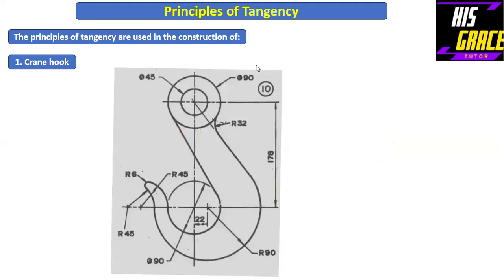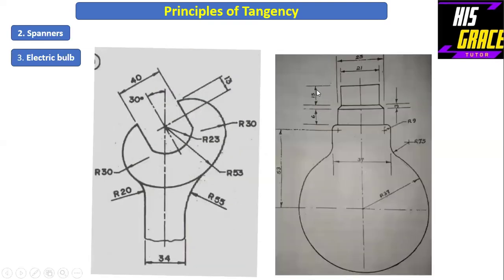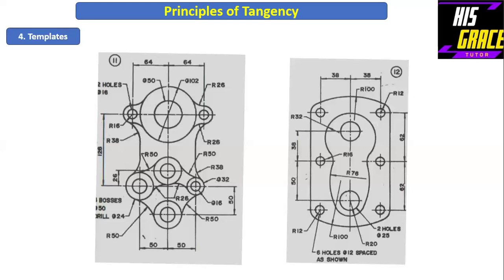As you can see here, the principles of tangency are used in the construction of a crane hook, and this is a template of a crane hook with dimensions given here. We also use the principle of tangency to construct spanners, to construct an electric bulb, and also for templates like this one, and some other ones that you may come across.